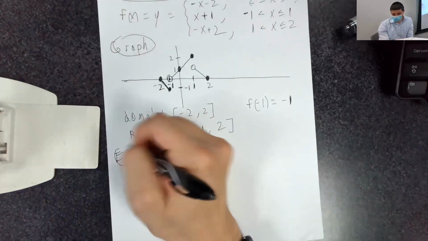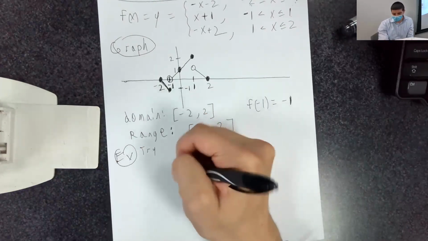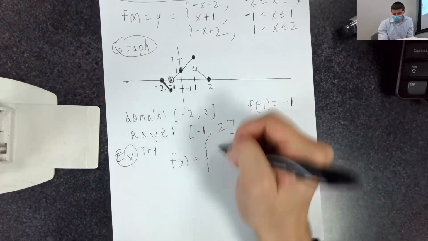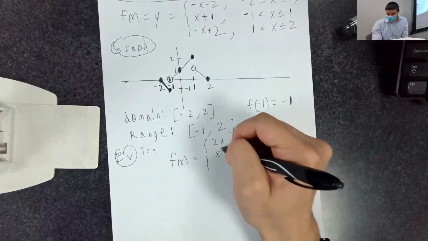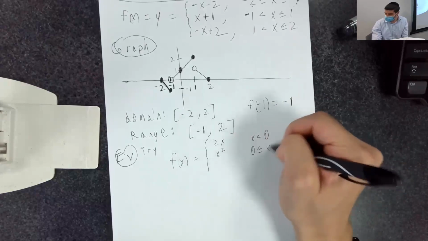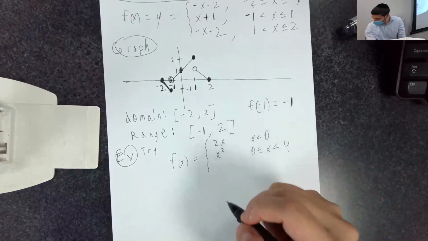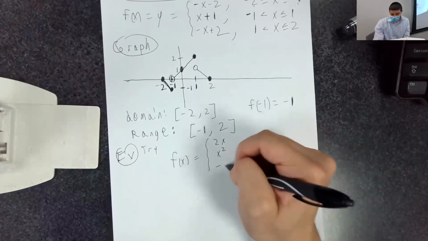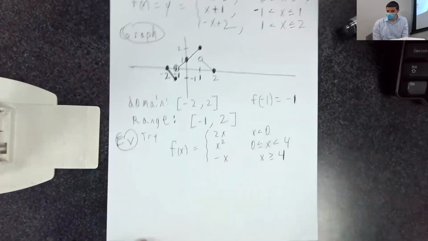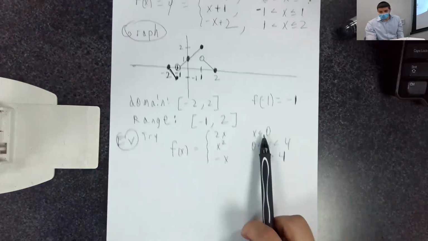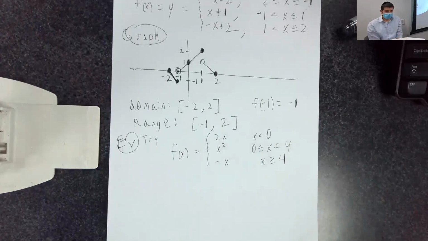Let's do another example. So for you guys to try this example. F of x is equal to 2x for x less than 0, x squared for x between 0 and 4, and -x for x greater than or equal to 4. Okay, so x less than 0 means like all the negative numbers, -1, -2, -3. So there might be infinitely many points to plug in, but you should be able to detect a pattern, so you could just graph it.